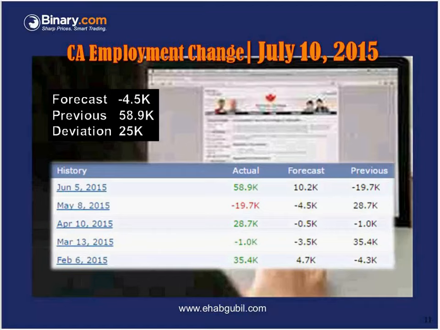If we get a positive 20,000 release, we should see demand for the Canadian dollar. Therefore, we should buy the Canadian dollar against weaker currencies at the time. However, if we get a negative deviation such as minus 29,000 or worse, we should see some weakness in the Canadian dollar. And with the weakness of the Canadian dollar, it will be our turn to sell the Canadian dollar against stronger currencies at the time.